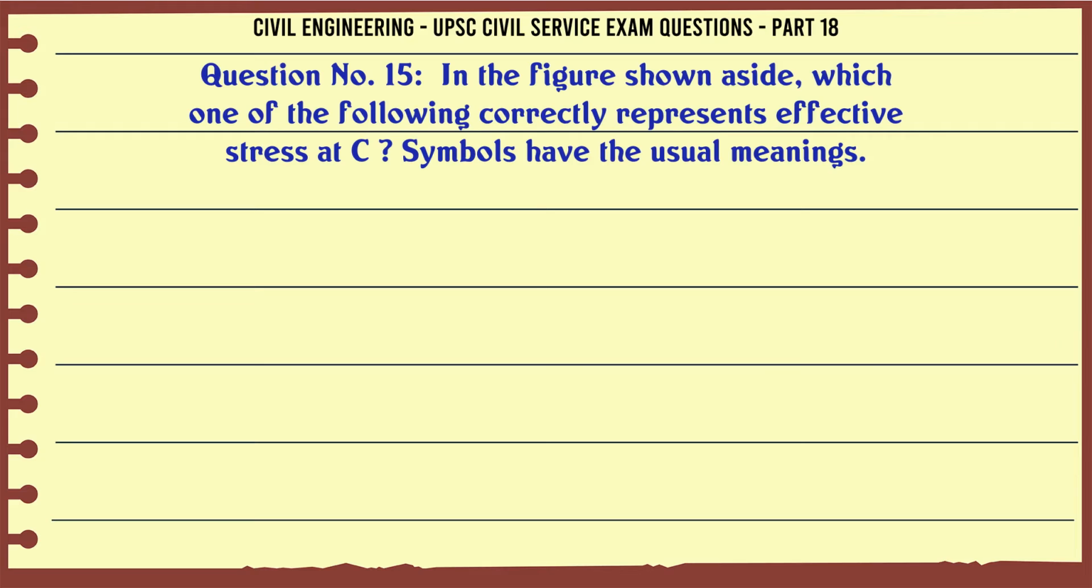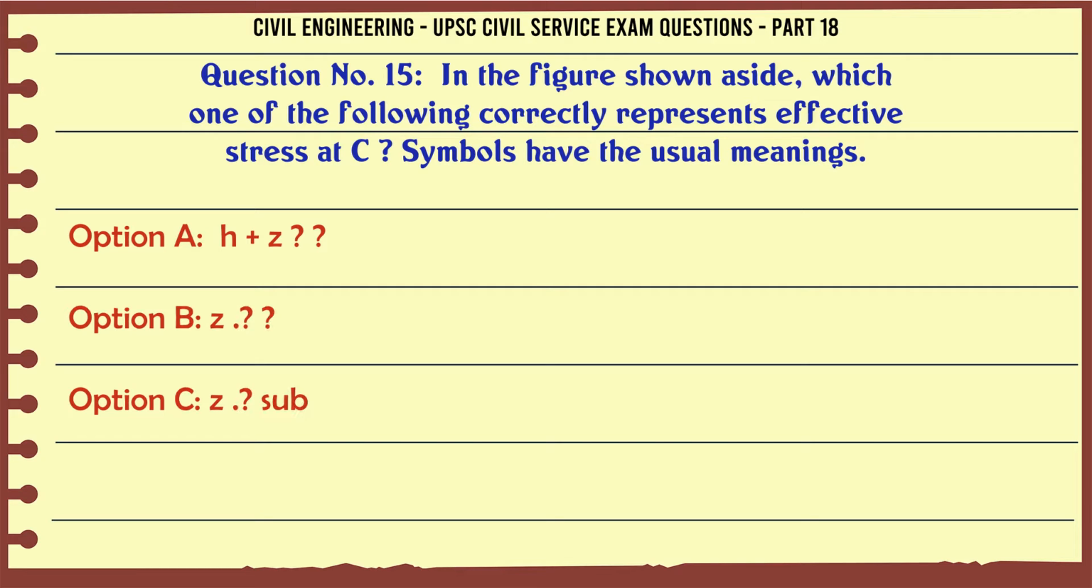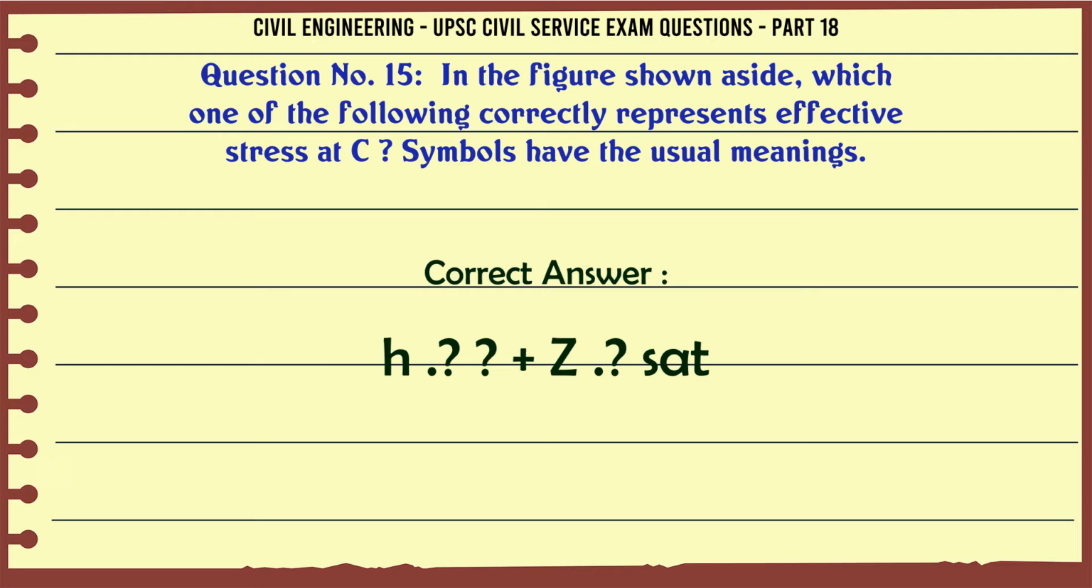In the figure shown aside, which one of the following correctly represents effective stress at C? Symbols have the usual meanings: A. γHZ, B. γ_w Z, C. γ_sub Z, D. γ_sat Z. The correct answer is γ_sat Z.